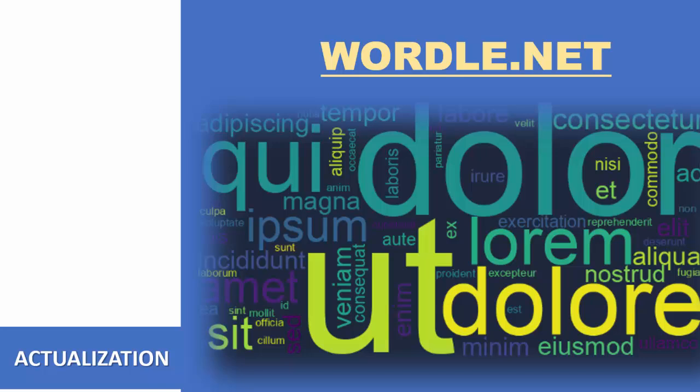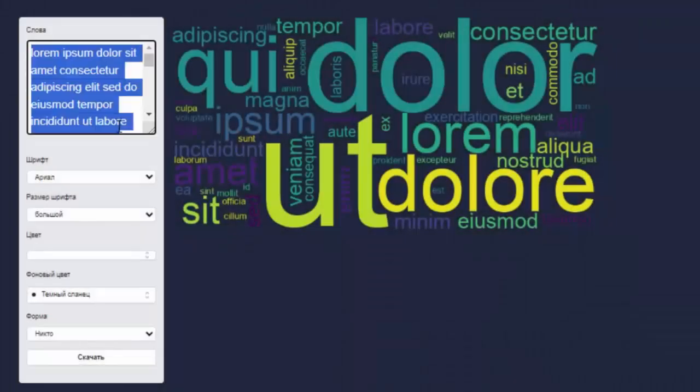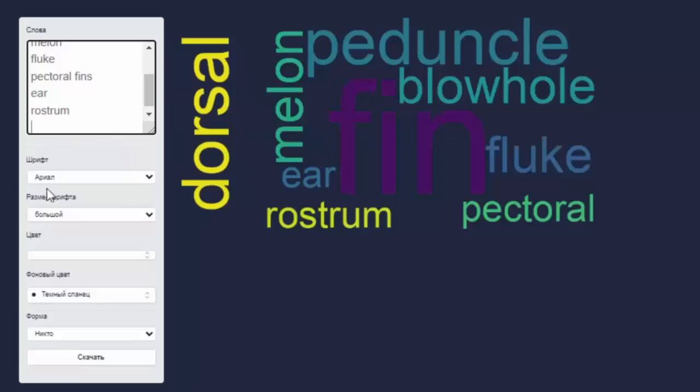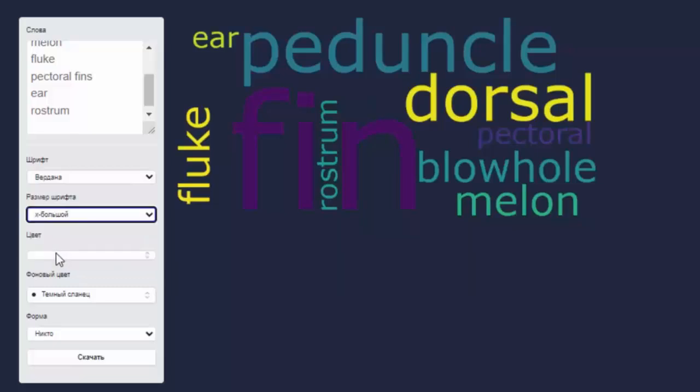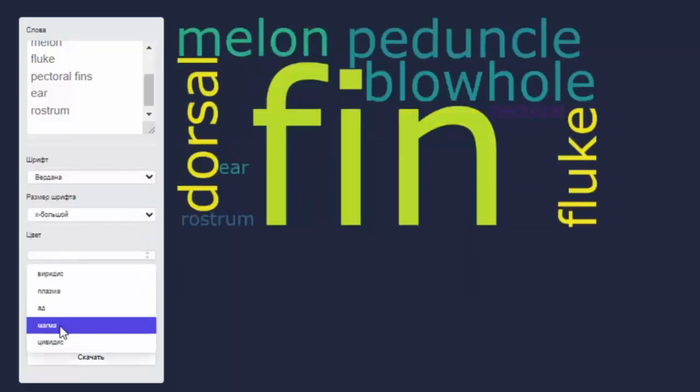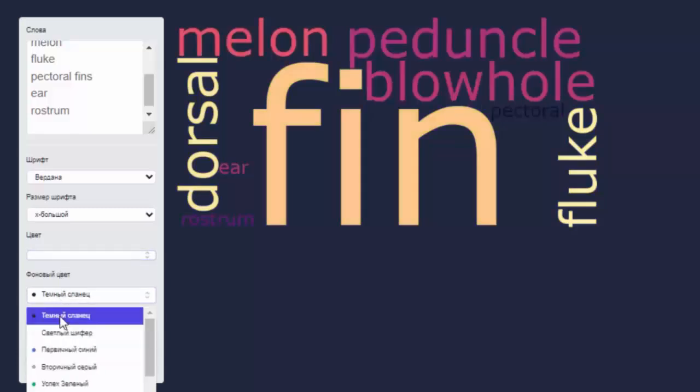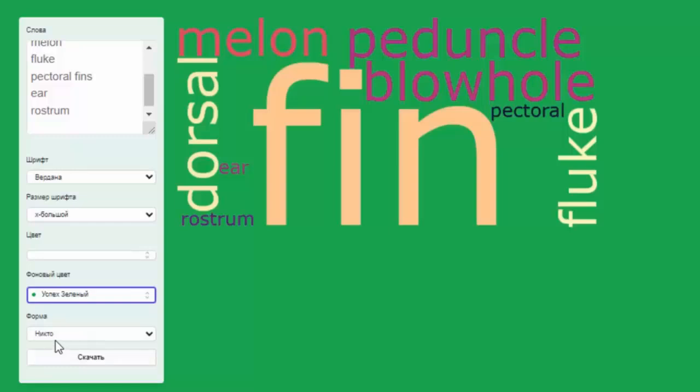I am more than confident that most of you are familiar with this program or a similar one, but nevertheless I want to remind you again since it is very effective at this step of the lesson. In the Wordle.net program, we form a figure from active vocabulary. Insert words. Choose a font. Its size, color, background color, shape.